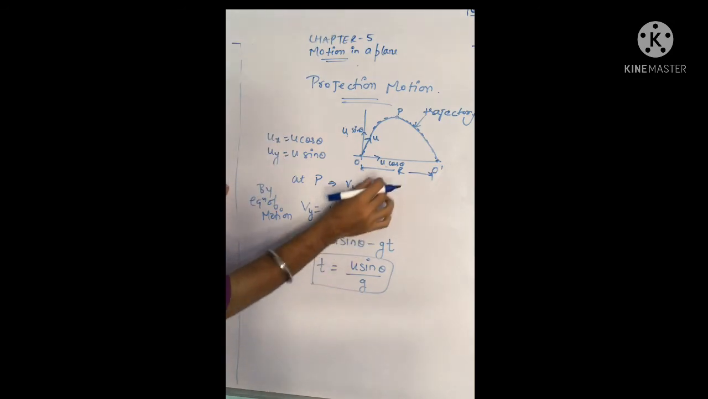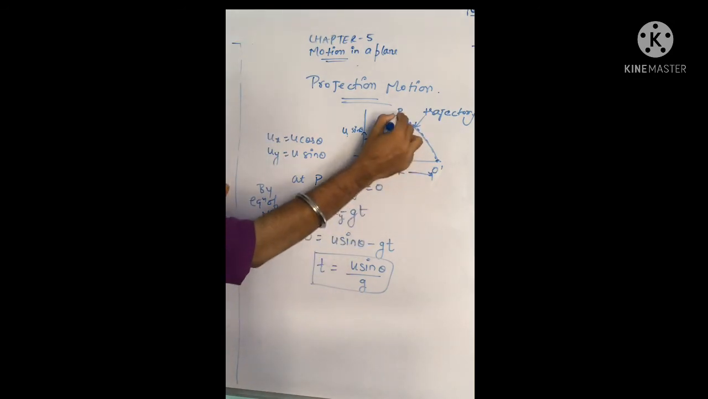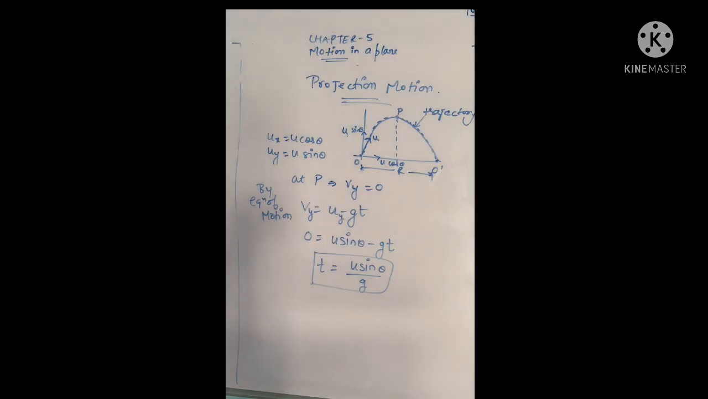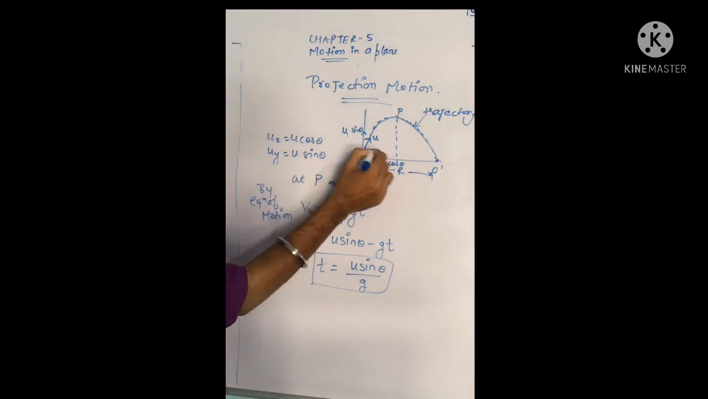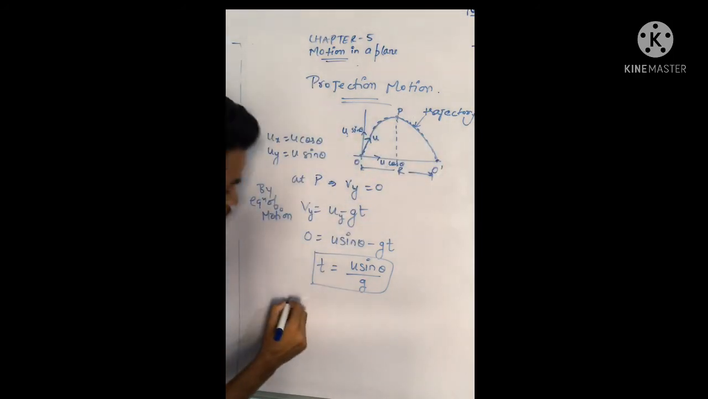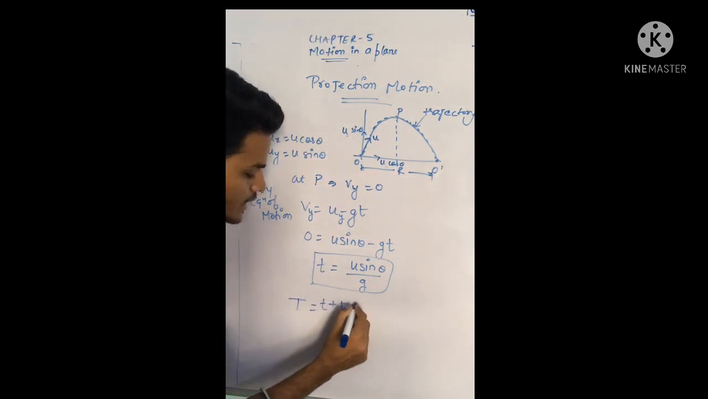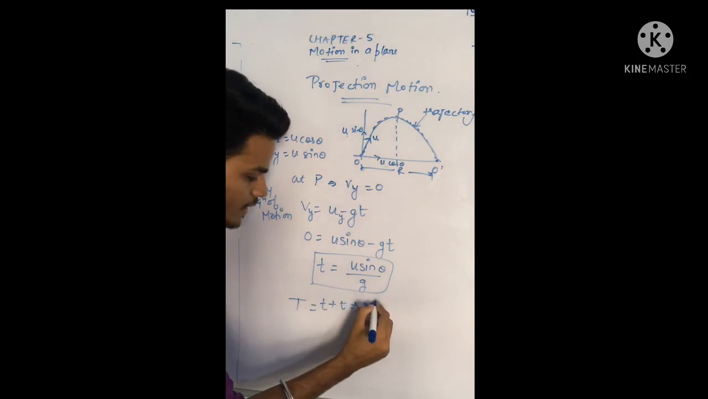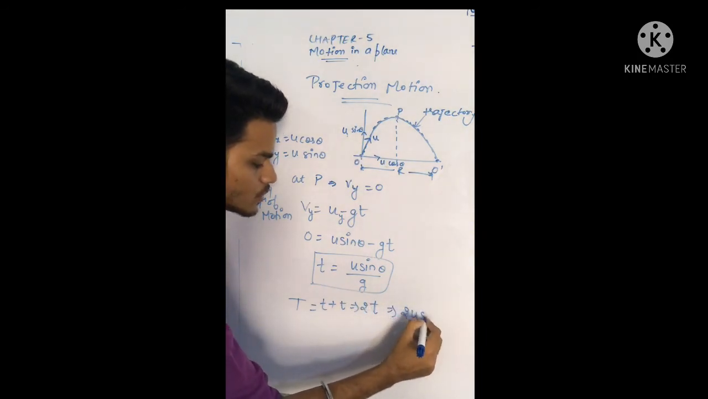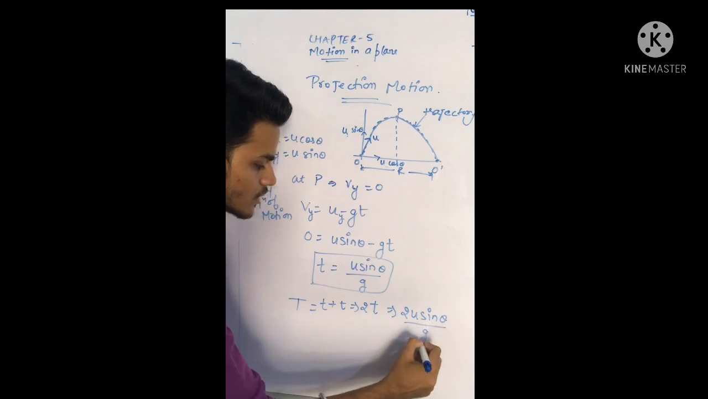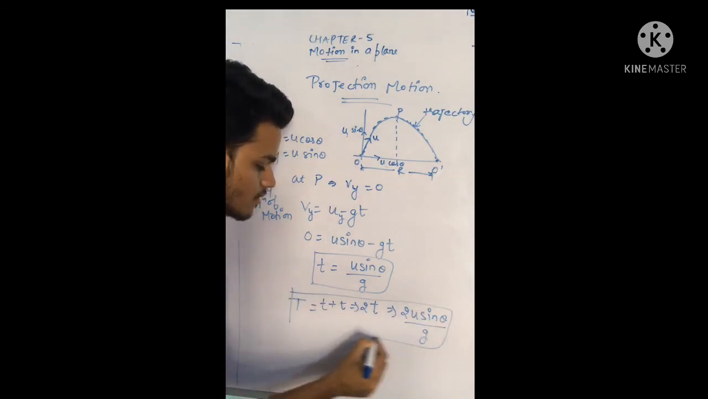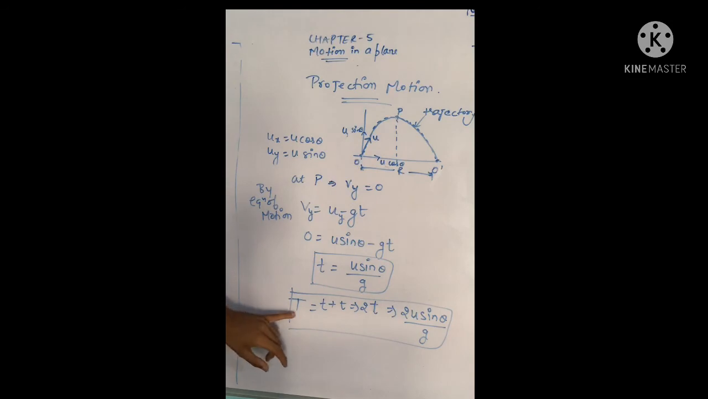This is the time taken for half flight, meaning up to this point the time taken is u sin theta upon g. But we have to find the time of the full flight, meaning from O to O dash, how much time it will take. So let us denote it by capital T, which will be equal to t plus t, that is 2t, and on putting the values we will get 2u sin theta upon g. So this is the final formula of the time of flight of a projectile motion. T is equal to 2u sin theta upon g. From this formula we can find the time of flight.